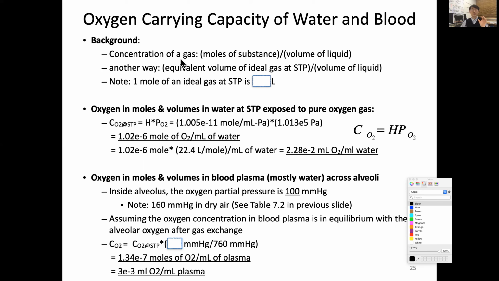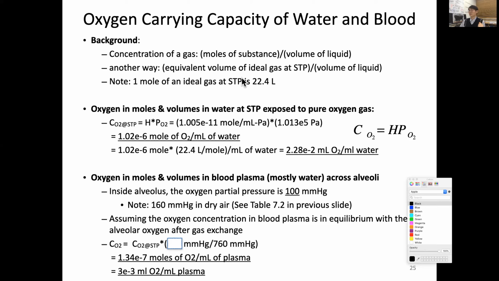Concentration of gas can be defined in different ways. One way is moles of that gas substance per unit volume of liquid. Another way, because it's originally gas, is to convert it into volume at standard temperature and pressure, that is, the equivalent volume of an ideal gas at standard temperature and pressure per unit volume of liquid. We already know that 1 mole of an ideal gas at standard temperature and pressure is how much? That is 22.4 liters.